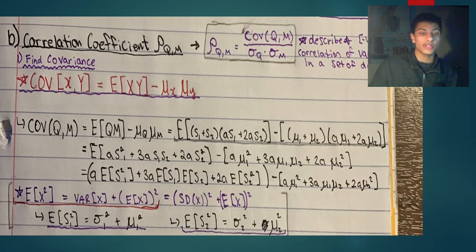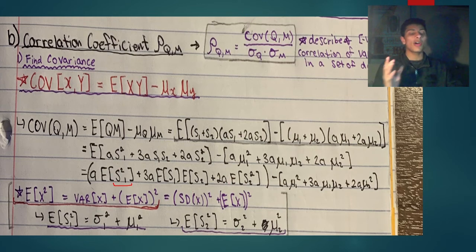But next, we need to talk about our second moment, because in this equation over here, where we're looking for our expected values, we need to know the expected value of S1 squared. And we also need it for S2 squared over here. So this is going to be called our second moment.